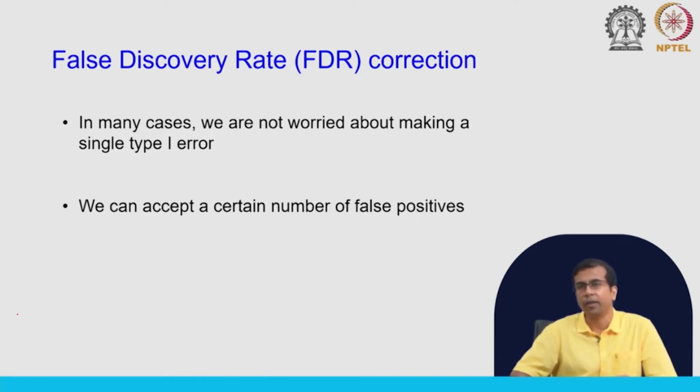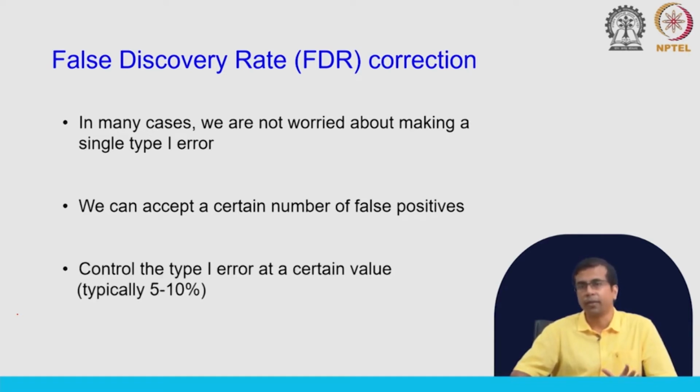So, in that case we can tolerate a small number of false positives; they will not substantially change our results. Okay. So, that is what I state here, right. We can probably control the type 1 error at a certain value, rather than trying to control it at a very stringent cutoff, right. We can perhaps tolerate maybe 5 to 10% false positives, again depending on the test or the inference that you are making. Okay. So, this is actually the approach that these false discovery rate correction methods take.